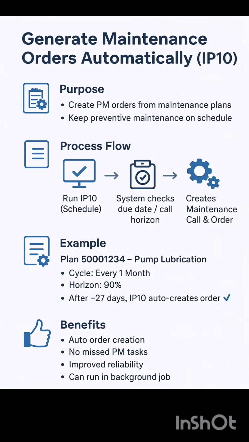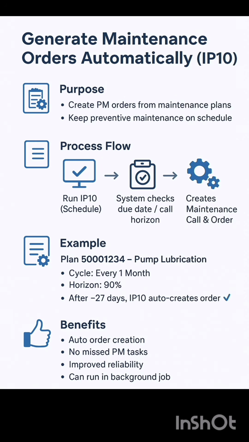IP10 transaction is used to generate maintenance orders automatically. You can create PM orders from maintenance plans and you can keep preventive maintenance on schedule. You have to run IP10, then system checks due date, call horizon, and then it creates maintenance call and orders. For example, you have a plan like 50012334. This is for pump lubrication. Its cycle is 1 month, horizon is 90%, and after 27 days, IP10 creates orders on auto mode.